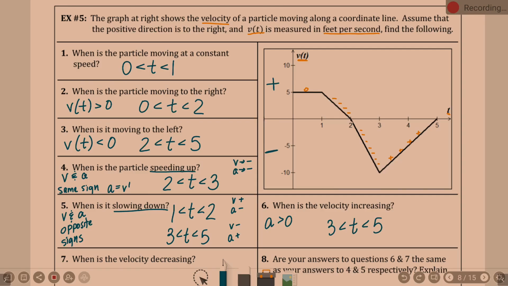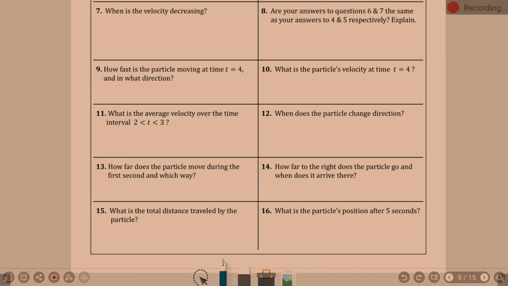7. I didn't put these all on one screen because it'd be hard for me to write that small, so we're going to have to do some flipping back and forth. So 7, when is the velocity decreasing? 1 to 3, because it's any time that our slope is negative, right? Acceleration needs to be negative, so 1 to 3. So when acceleration is less than 0, negative slope.